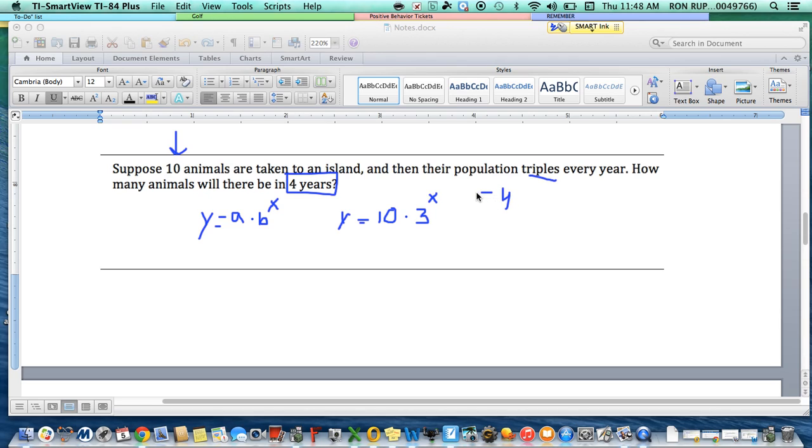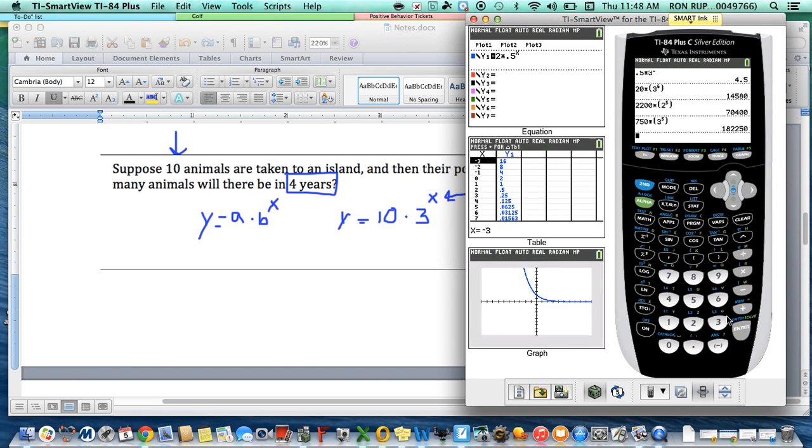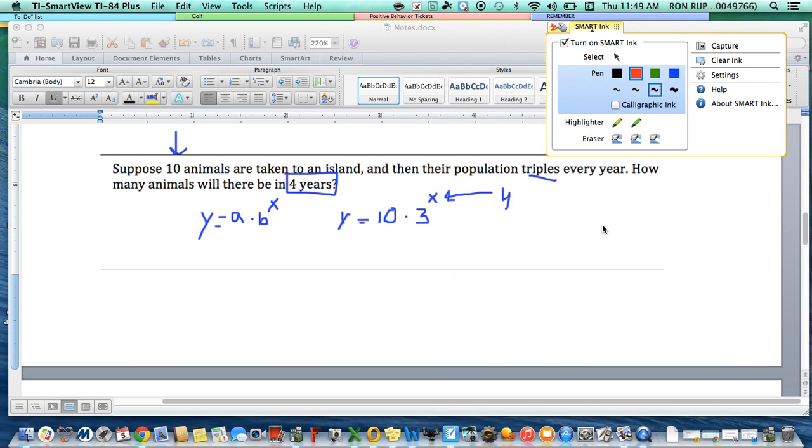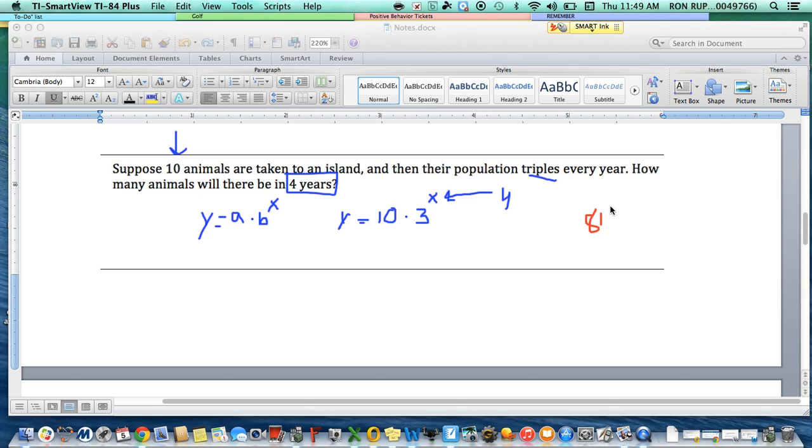Plug 4 into x and do this on your calculator if you would like to. 3 to the 4th power is 81. 81 times 10 is 810. So this island will have 810 animals in 4 years. You can go on to figure out how many animals there will be in 5 years, 6 years, 7 years, however many years you need to.